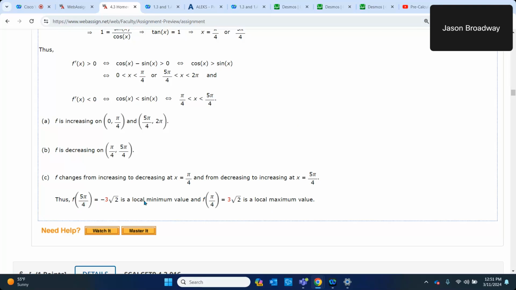So this would be this guy right here. Plug this into the original function f, you'll get this. Plug this into the original function f, you'll get this. This will be your local min. This will be your local max.